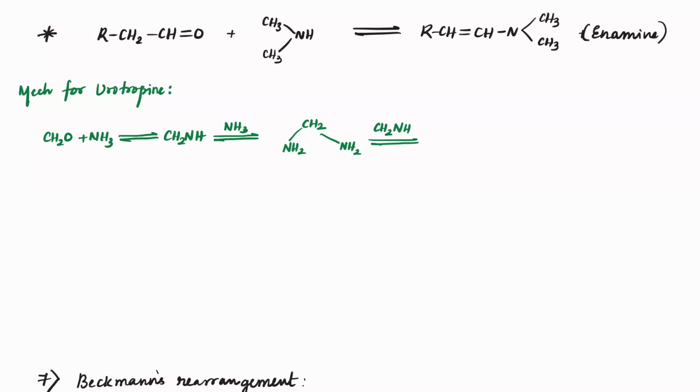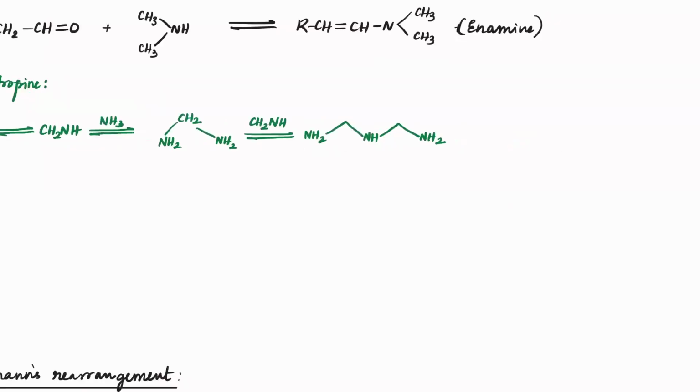Again you react with CH2NH. Once you get this, you remember that on this position, this nitrogen can again get connected to attach. So this end you open it, NH2 and this CH2. And this NH now got connected to that CH2 and this has become NH2. So this is the second product formed.